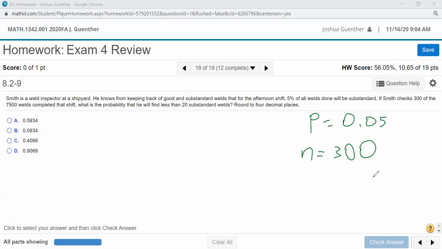300 is the sample size. Now what we need to know is p hat. Well, he's trying to find the probability that less than 20 will be substandard welds. So p hat is going to be 20 over 300. It's going to be the proportion of things in the sample that have this characteristic. And if we round it to, say, 3 decimal places, that'll be about 0.067.